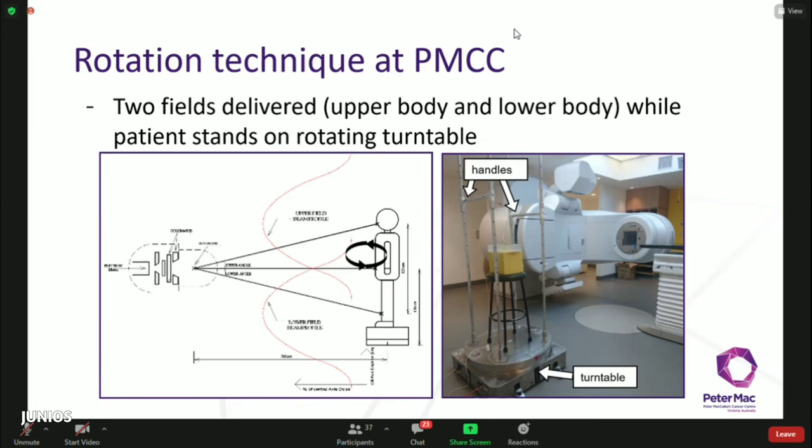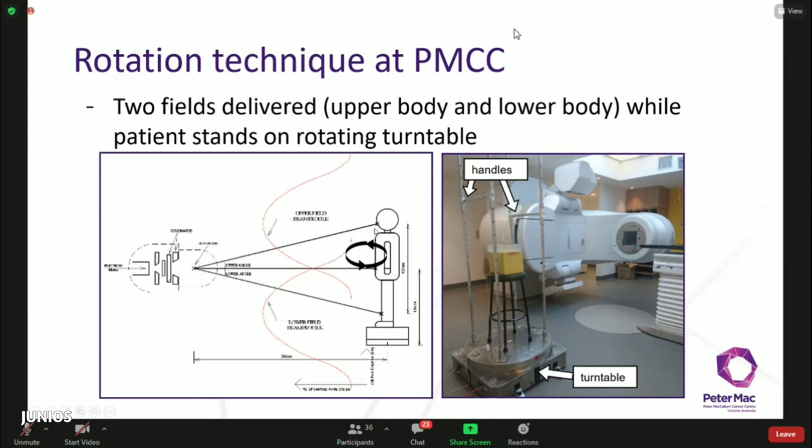So at Peter Mac, we use this rotational technique. The patient actually stands on this rotating platform, which is controlled from outside of the bunker. The linac is angled sideways to face the patient who's near the wall. And the patient stands on this turntable and holds onto these handles. And we can actually alternate the patient's arm position every fraction. So on one fraction, they might have their right hand up. On the next fraction, their right hand will be down, and that's to even out those cold spots that would otherwise be occurring if the patient stood in the same position every day.